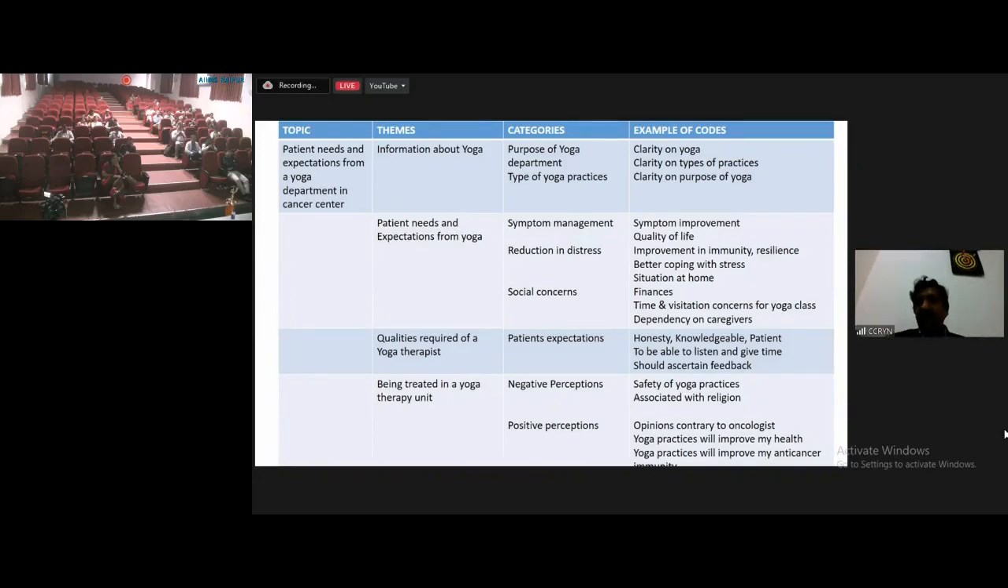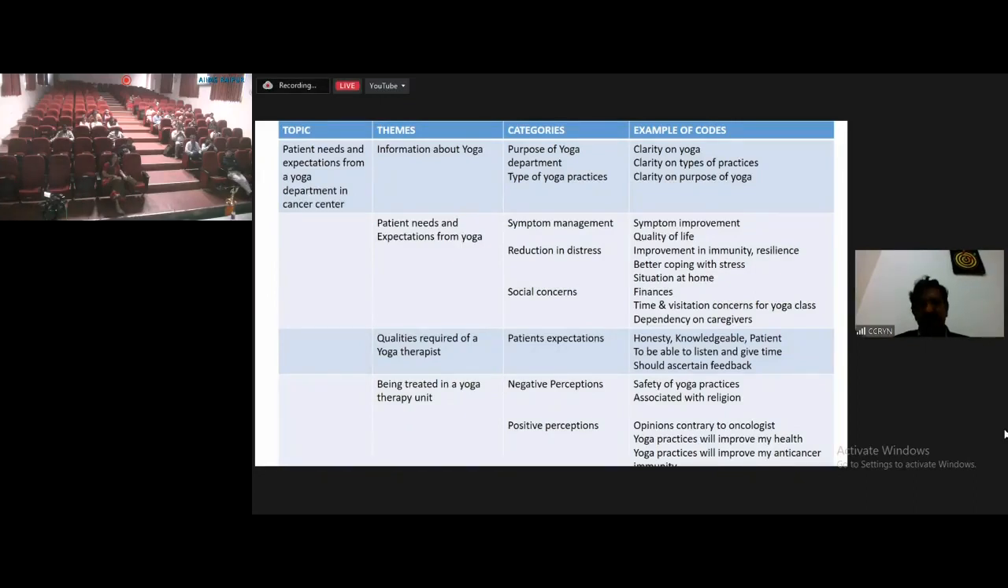Negative perception can also be an opinion contrary to the oncologist's. For example, the oncologist would say the patient should do yoga and it will help reduce stress. But if the yoga therapist says don't take the medication, your symptoms will go away with yoga only, that's contrary to what your doctor is saying. Yoga practices improving my health and my anti-cancer treatment is all fine. You need proper communication between the doctor and the yoga therapist. If there is a conflict between what the doctor is saying and what the yoga therapist is saying, it is going to be a problem. So that can be a negative perception as well.